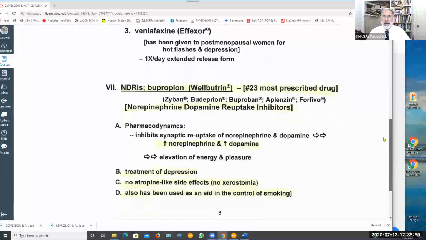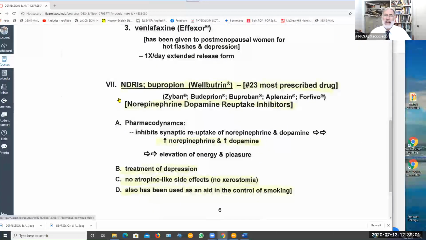A third class of antidepressants are the NDRIs. This stands for norepinephrine dopamine reuptake inhibitors. The classic example of this is bupropion, which goes under the brand name Wellbutrin. It is ranked number 23 among the most prescribed drugs in the United States. It inhibits the reuptake of both norepinephrine and dopamine.